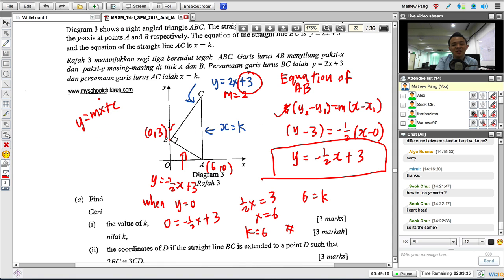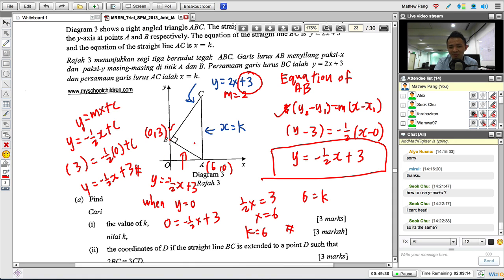Okay, let's see. If I use y equals mx plus c, it is something like y equals negative half x plus c. Then I substitute my coordinate in here. What's my coordinate? 0 and 3, right? So 3 equals negative half times 0 plus c. So your c is 3, right? So y equals negative half x plus 3. Yeah, you can use this one also, but actually the first formula is easier and faster. Yeah, they are the same.